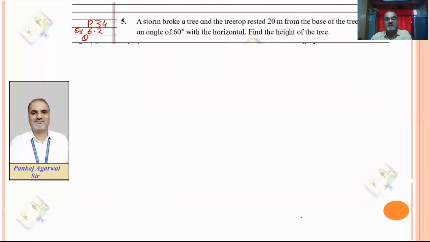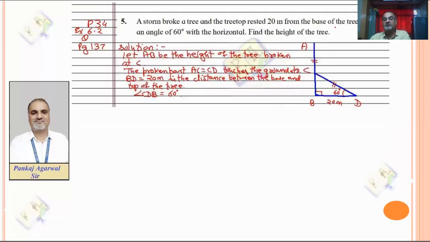Let's see. A very special question in this type. A storm broke a tree from the tree top, rested 20 meters from the base of the tree, and it makes an angle of 60 degree with the horizontal. Find the height of the tree.